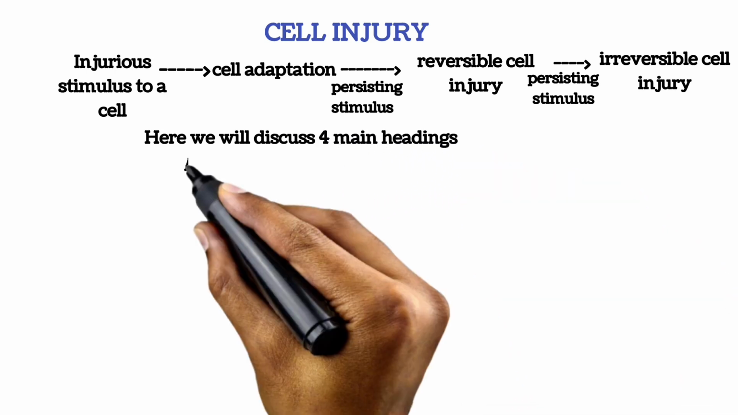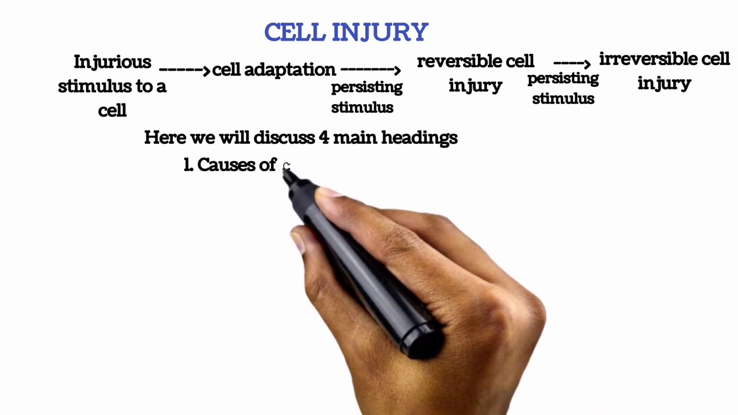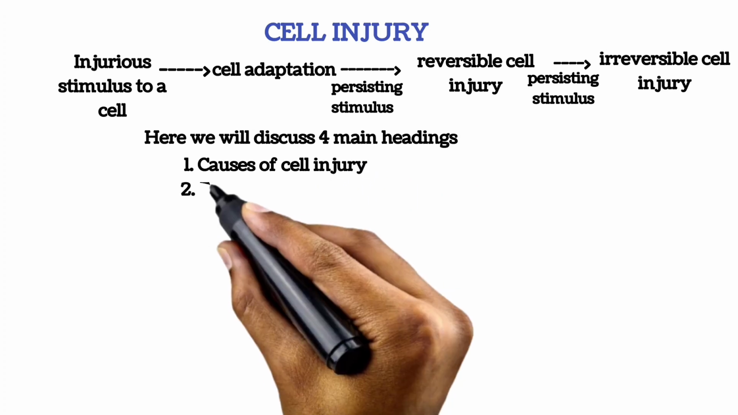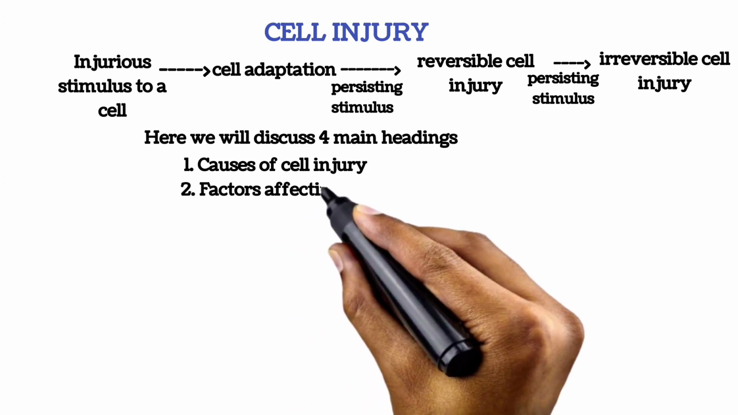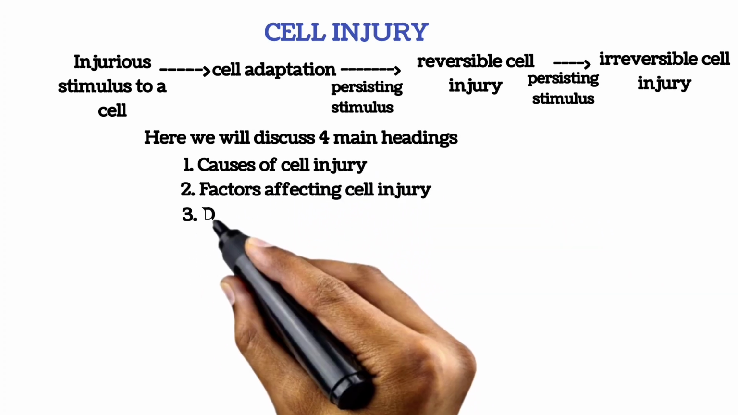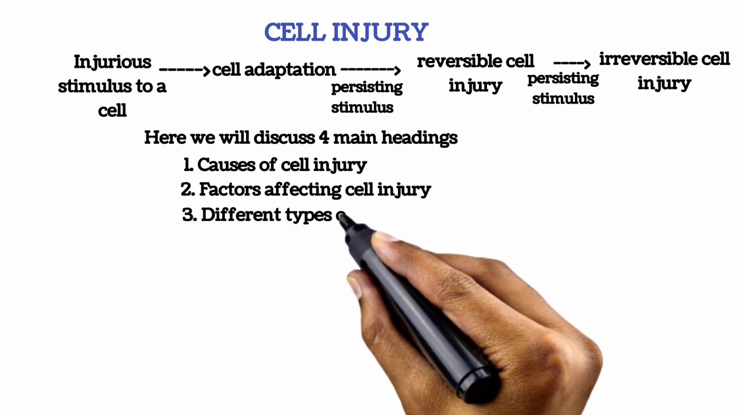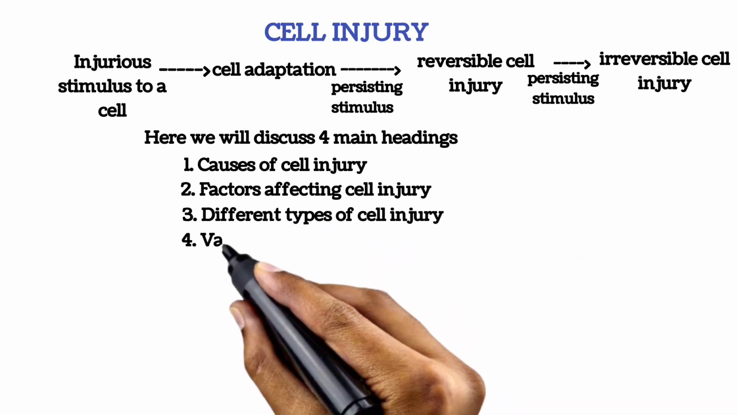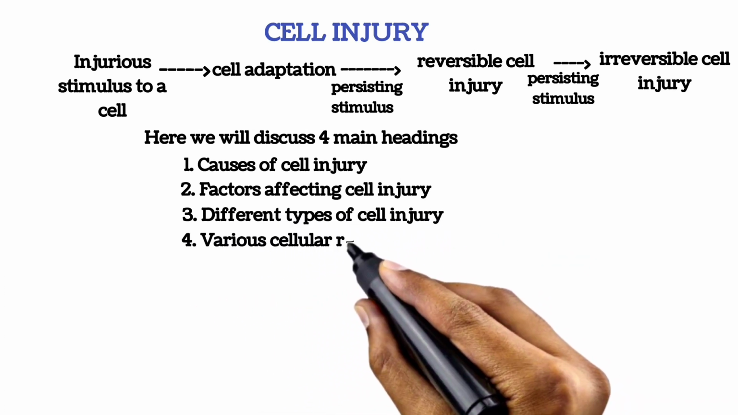Here we will discuss four main headings. First is the causes of cell injury. Second is the factors affecting cell injury. Third is the different types of cell injury. And fourth is the various cellular responses.